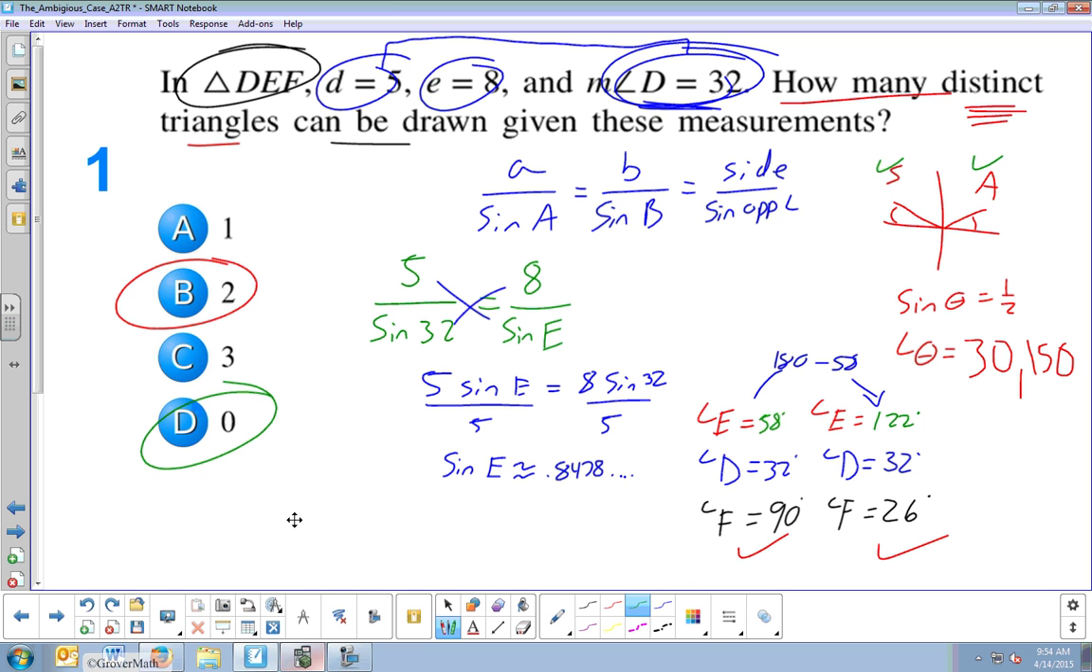When is it going to be 0? It's 0 sometimes if you cross multiply here, see how sine E was 0.8478? That's an okay sine value, but if it was 1.84, then none of this would work out and the answer would be 0. The reason is sine can never be more than 1 because sine is opposite over hypotenuse, and the hypotenuse has to be greater than the opposite. So when you have a fraction where the top is smaller than the bottom, it's always less than 1. So if you ever cross multiply and it says sine E is 1 point something or 2 point something, automatically the answer is going to be 0. That's the case that usually gets 0.